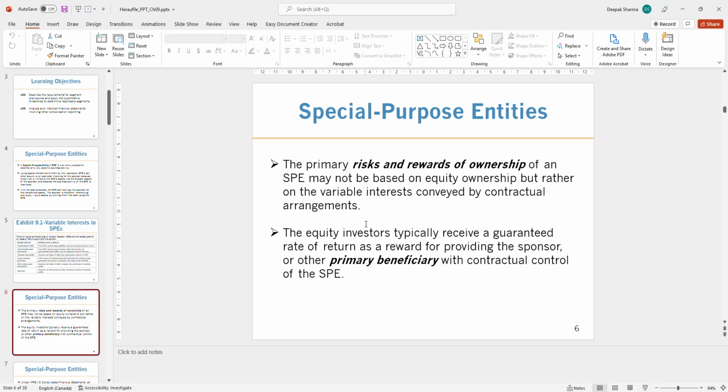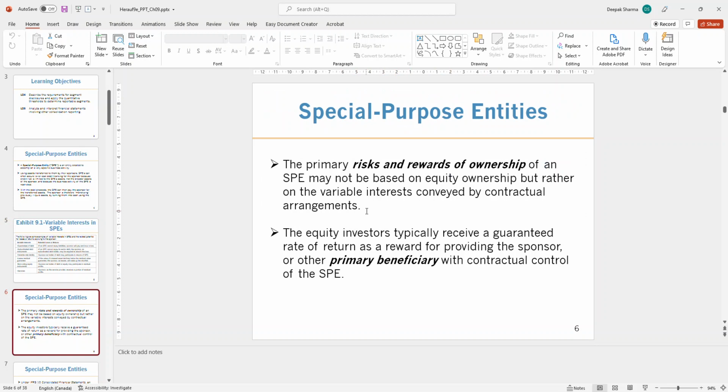So for a special purpose entity, you're not primarily looking at the control from the equity perspective. The control could be based on the contractual agreement or the arrangement that you have with those entities. There could also be equity investors as well, but the equity investors typically receive a guaranteed rate of return as a reward of providing sponsorship or other primary benefits within the contractual agreement.